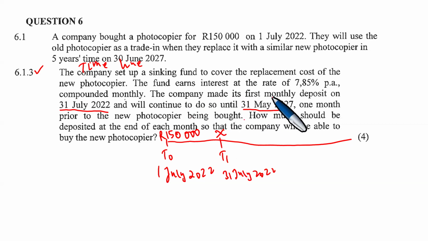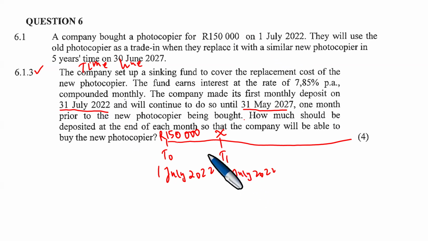So the company made its first monthly deposit on 31 July 2022. Because July starts here at time 0, 1 July 2022, and 150,000 is there. And then now the time is allowed to go, and this will continue until 31 July 2027. So now you know that the first monthly deposit was on 31 July 2022.